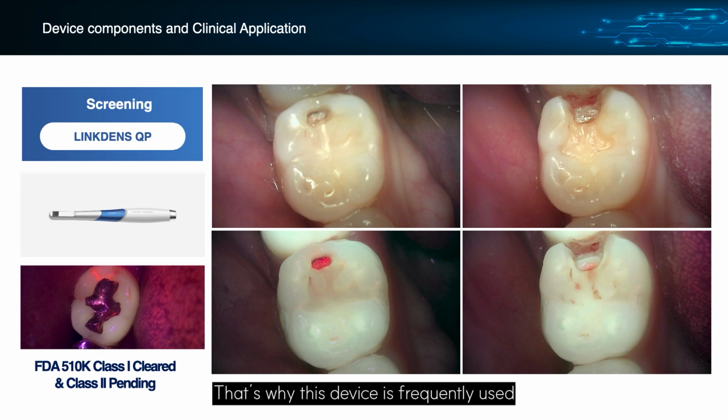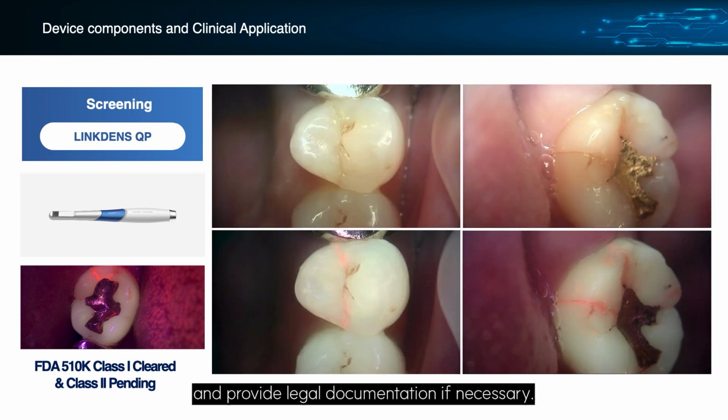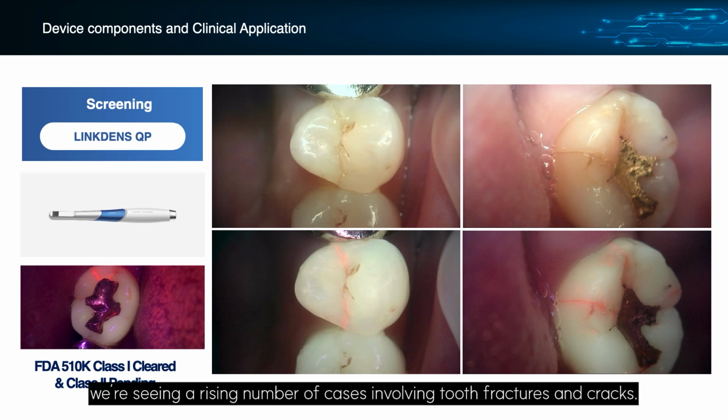That's why this device is frequently used to support communication with patients, deal with insurance claims, and provide legal documentation if necessary. As periodontal care improves and aging patients retain more of their natural teeth, we're seeing a rising number of cases involving tooth fractures and cracks.